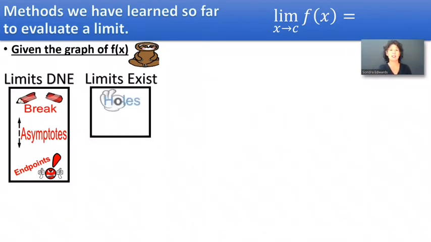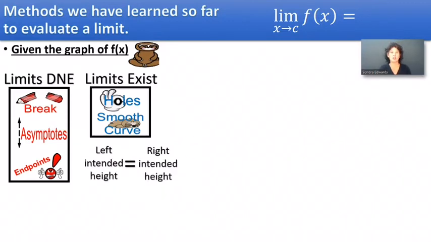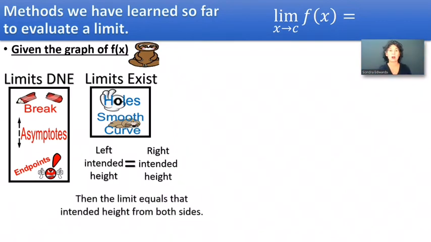Also, if we see that at the x value we're getting close to, we see a hole, or we see that the curve is smooth there, the limit does exist. But then we still have to figure out what is the limit there. So the general idea is you want to find the intended height from the left and from the right. And if those are heading to the same height, well, then the height that you get to from both sides is the answer to the limit.